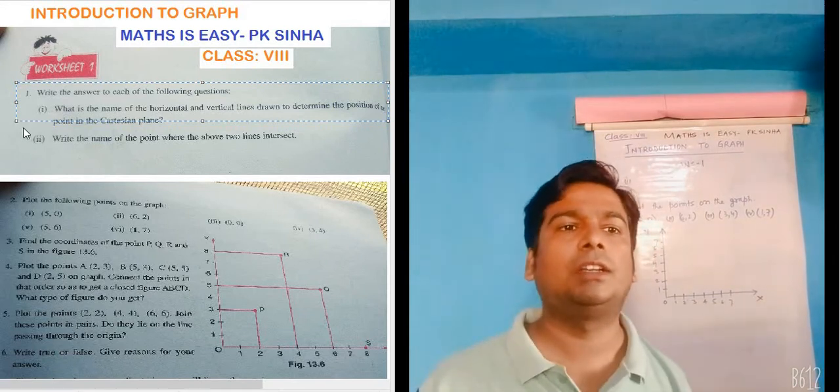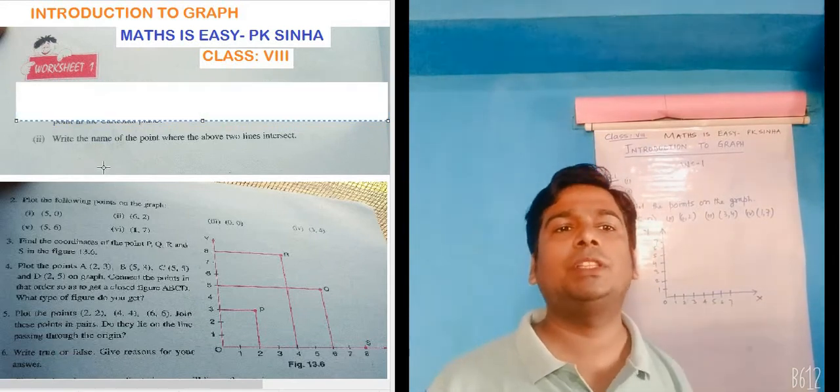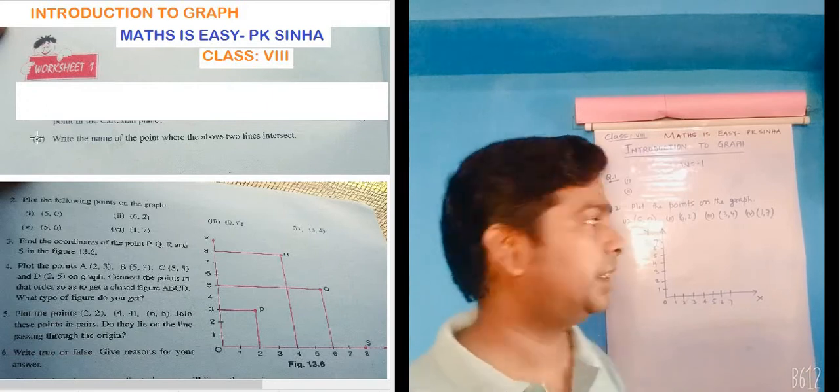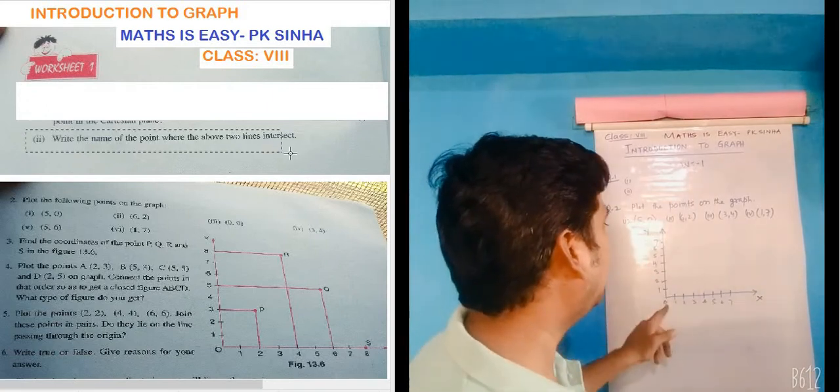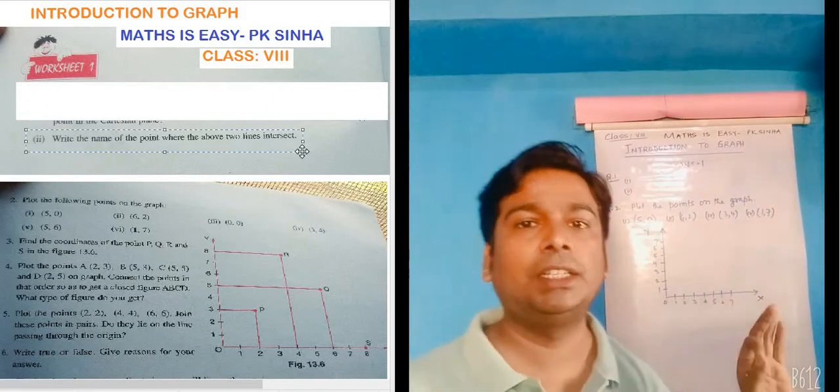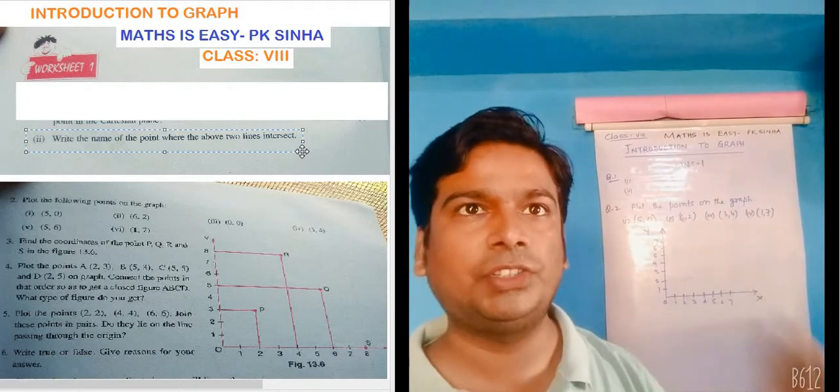The second question is, write the name of the point where the above two lines intersect. These two lines intersect at a point. What is the name of that point? The name of that point is origin.